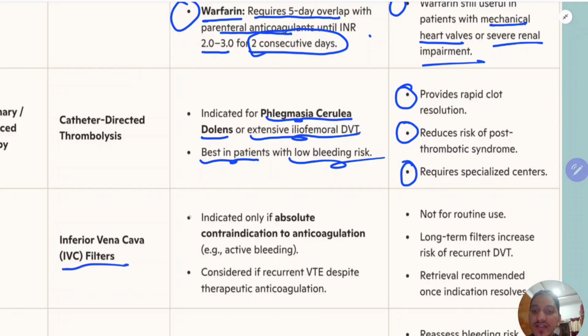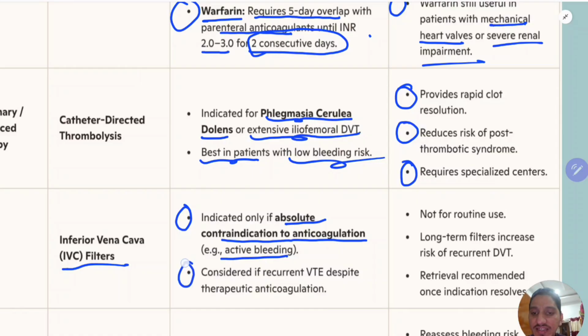Inferior vena cava filters. This is indicated only if there is absolute contraindication to anticoagulation. For example, if the patient has active bleeding, like active peptic ulceration or active intracranial bleed, or a recent history of stroke or recent history of surgery. All these are contraindications for anticoagulation. Then you will place IVC filters.